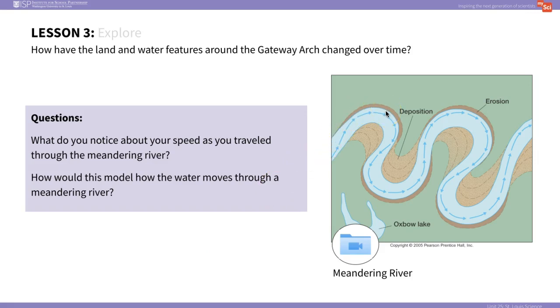That means there's more force there and it will cause erosion. On the inside of a curve, the river will flow slower, meaning that there's more time for that sediment to be deposited onto the banks. That's called deposition. Over time, erosion and deposition will cause the course of the river to change.